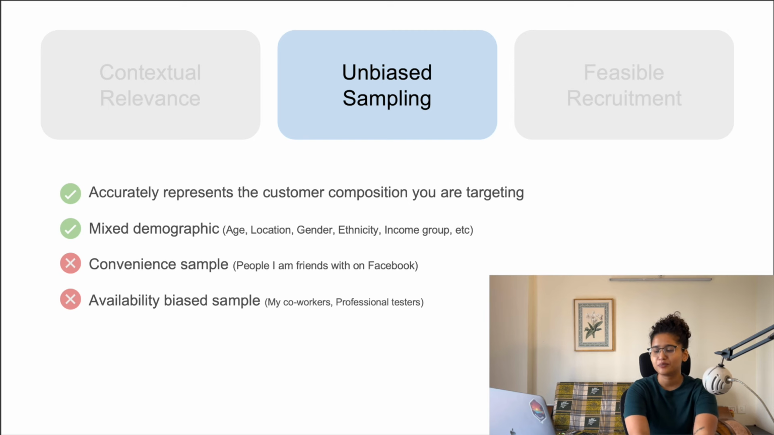So another point to look after is mixed demographics. So age, location, gender, ethnicity, income group, etc. Make sure that you don't restrict yourself to one time zone only, unless and until your product, app, or concept only works in that time zone, or age group, or income group. So just make sure that that sort of an oversight is not done in the sampling.